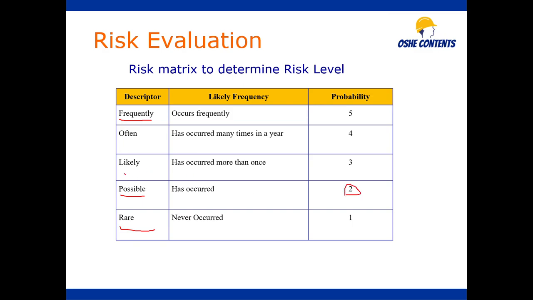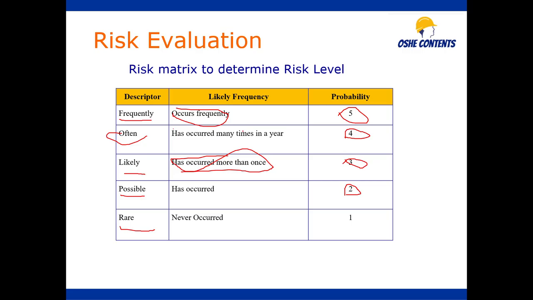Or you can say likely. Likely means has occurred more than once, like once in a few years, so it means three. Often means it has occurred many times in a year, two or three times in a year, so you can put it at four. For fall incidents, you can see it is frequent, it can occur everywhere. So the frequency of falling will be five, meaning in 1 year it has happened many times.